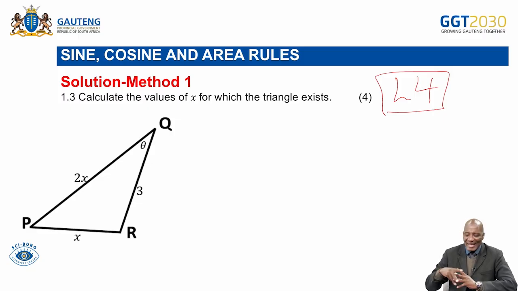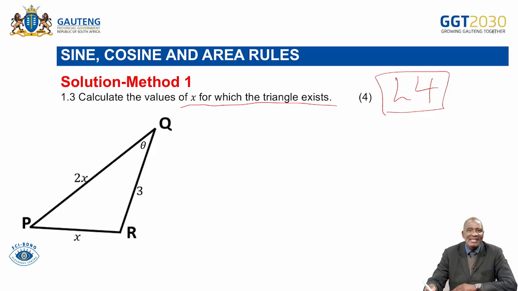Yes, it means the triangle will be destroyed. It won't be a triangle anymore. We are going to remain with only QR, which is 3 units. Because when you put x to be 0, it means you are nullifying side PR, because it's 0 units. Then on the other side, 2 times 0 is also 0. You are eliminating length PQ and length PR. Hence, the examiner is saying, for which values of x will this triangle exist?